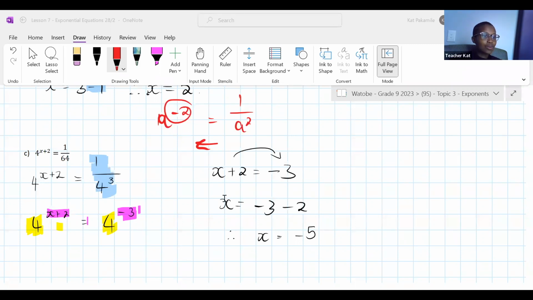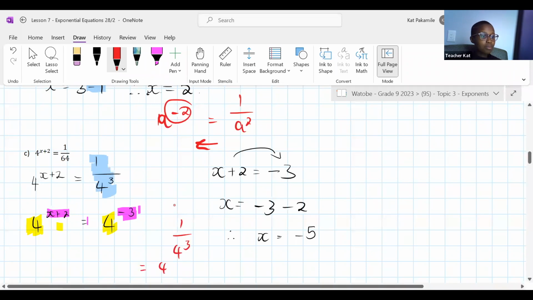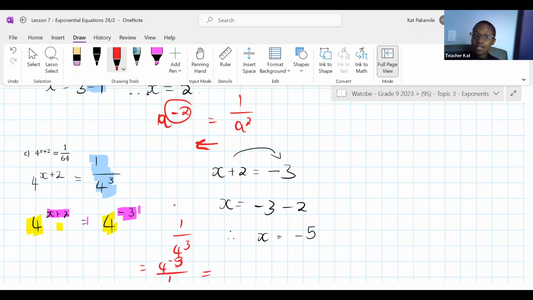Hello, ma'am. I wanted to ask about the one. Why is it that when we got the one, we threw it away? Which one? The one which was 1/4 to the power 3. Oh, we didn't. Remember, we're doing the reciprocal. If it was 1/4 cubed, we make it 4 to the minus 3 over 1. But anything over 1 is just the same, so that's why I didn't write it. Did you see?